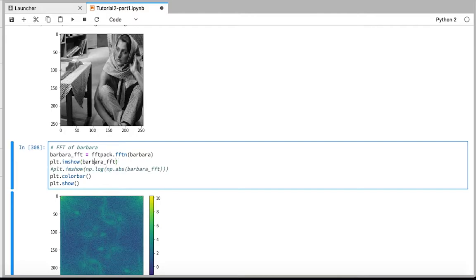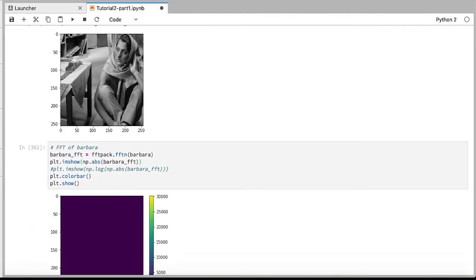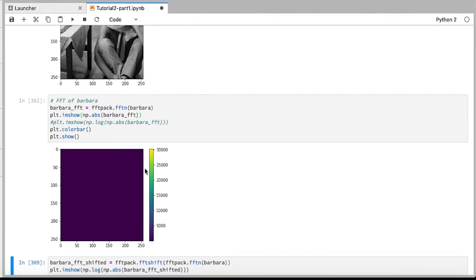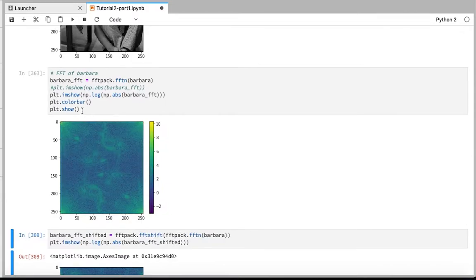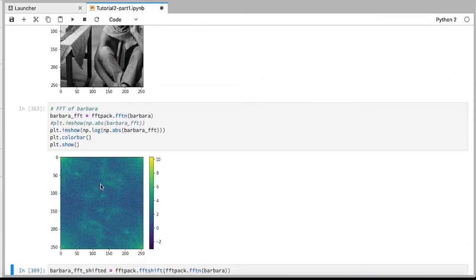So we want to see the absolute value. When you take a Fourier transform, you get the real part and the imaginary part, so the absolute value represents the spectrum. Let's see what we get. We get a blank because the values are too high, and Python can't render it in a single image. So if you want to actually see it, you just add a log to it, so that you're able to see the values, right?